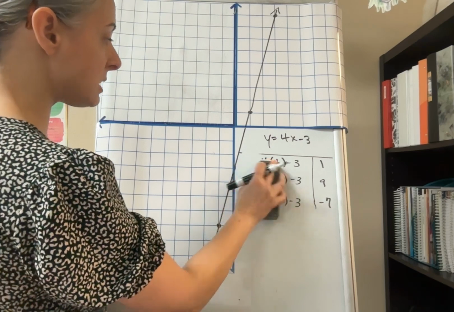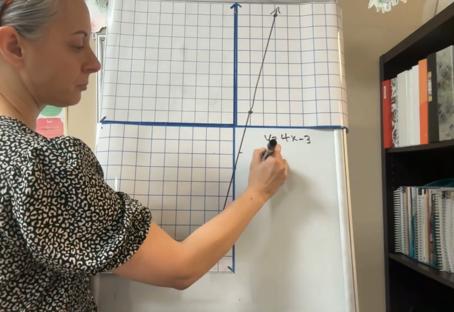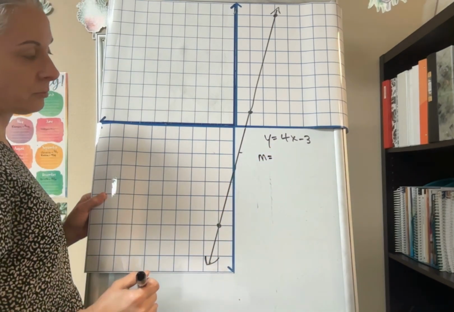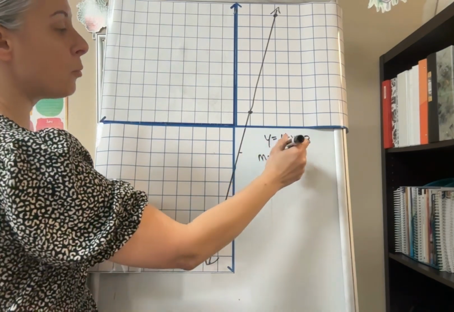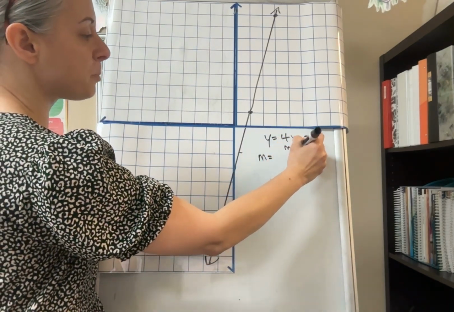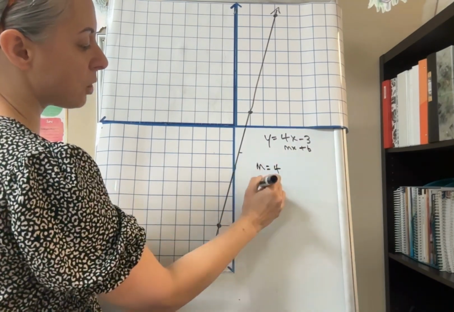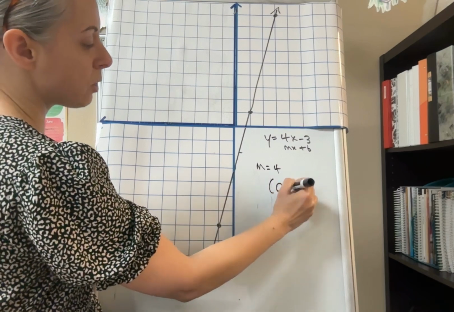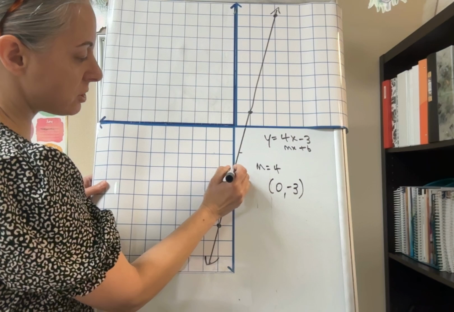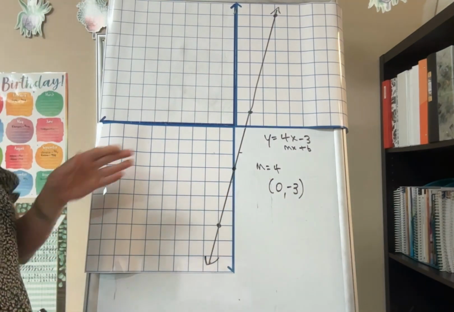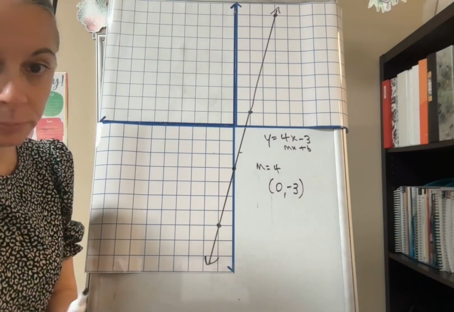So I'm going to have to erase our table of ordered pairs here. What's the slope of our line? Remember, to find the slope, we're comparing it to mx plus b, and m is slope. So our slope is 4. What's our y-intercept? 0, -3, right? So this is our y-intercept right here, 0, -3. That's where our line crosses the y-axis, and our slope is 4.